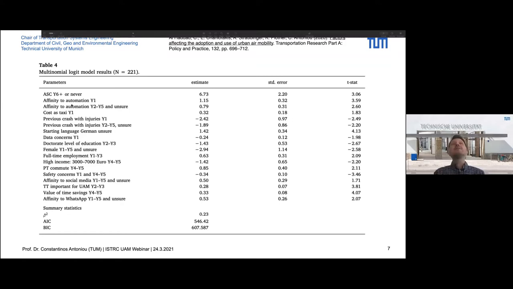So for example, we see that people with a higher affinity to automation have a higher tendency to join the system, to use the system in the first year. And then people who have, again, affinity to automation are somewhat less likely to use in the years 2 to 5, and of course, much less to use after 6 years, and so on.